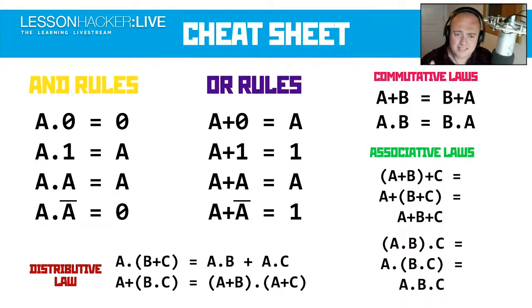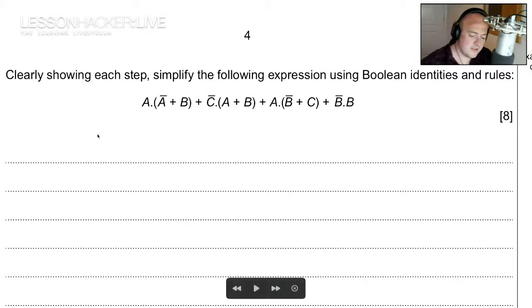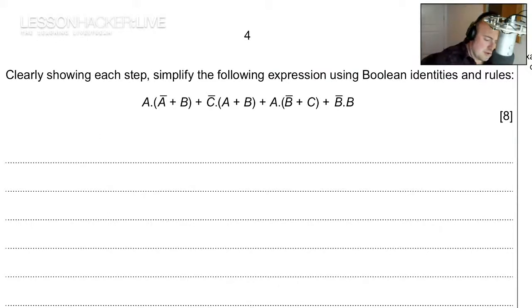So let's have a look at this question. Let's work through it together and let's see if we can remember how to apply it. If you want to do more than one, we can, of course, do that. So let me copy that down. We've got A and not A or B, or C, sorry, not C, and A or B. And this is where it becomes important that you know the difference between your ands and your ors in Boolean simplification. Not B or C, or not B and B.